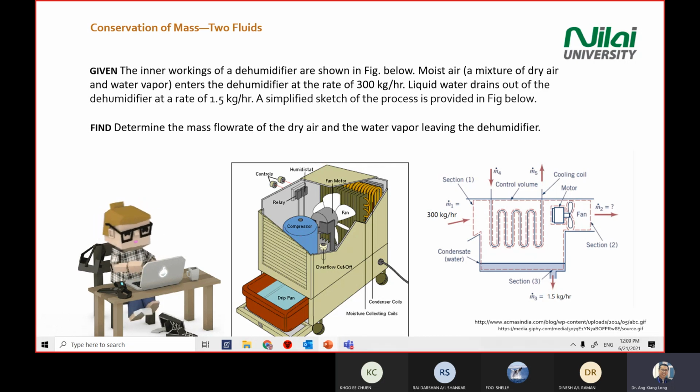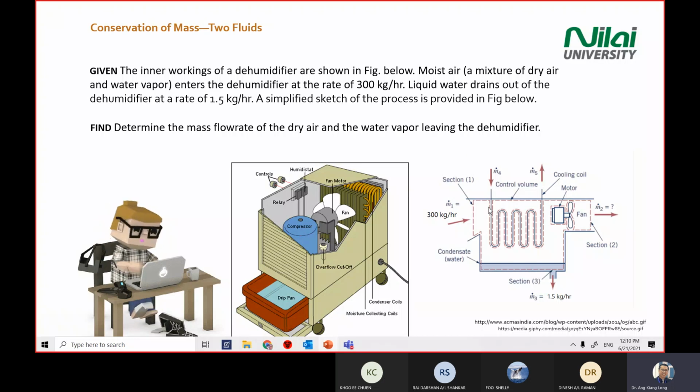The moist air, a mixture of dry air and water vapor, enters the machine at the rate of 300 kilograms per hour. Liquid water drains out of the machine at the rate of 1.5 kilograms per hour. The sketch is given below. The diagram here is an extra diagram from the textbook example; usually in the exam you will see only a 2D diagram.